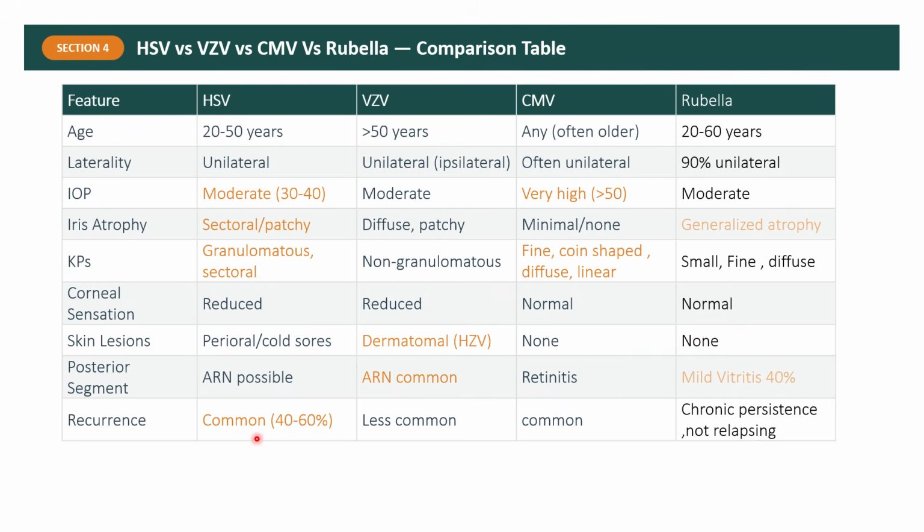The recurrence rate is high in all of them except varicella zoster, because of the availability of the vaccine, and it is usually associated with immune suppression. If the patient gets severely immune suppressed, there will be recurrence. Cytomegalovirus is also related to immunity. If the patient's immunity is decreased for any other reason, the recurrence will be high. In rubella, there is no relapsing on-and-off course, but rather a chronic progressive uveitis, or chronic inflammation all the time. This is the characteristic feature of Fuchs uveitis syndrome due to rubella. So this is a quick comparison between the four viruses, just for your notes.